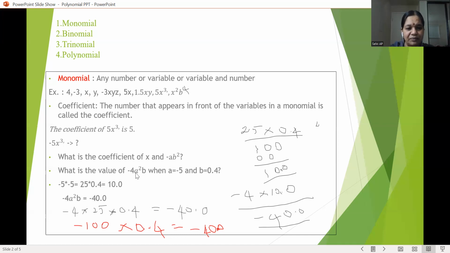So you substitute this value in this monomial term. So we'll get minus 40. Okay. But we have to recheck whether the answer is correct or not. So you have to substitute these two values in this monomial term on the left hand side. So you have to get minus 40. So on the right hand side also you will get minus 40. Okay. So then the equation is correct. So we'll move on to the next slide.